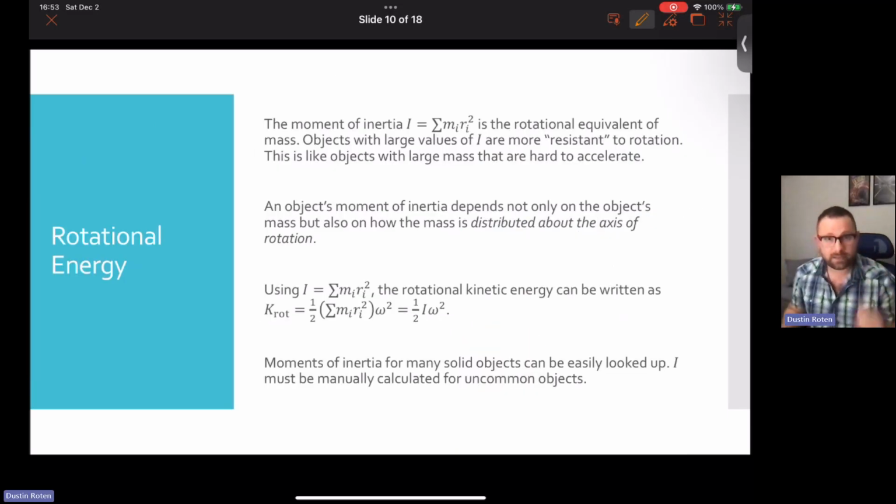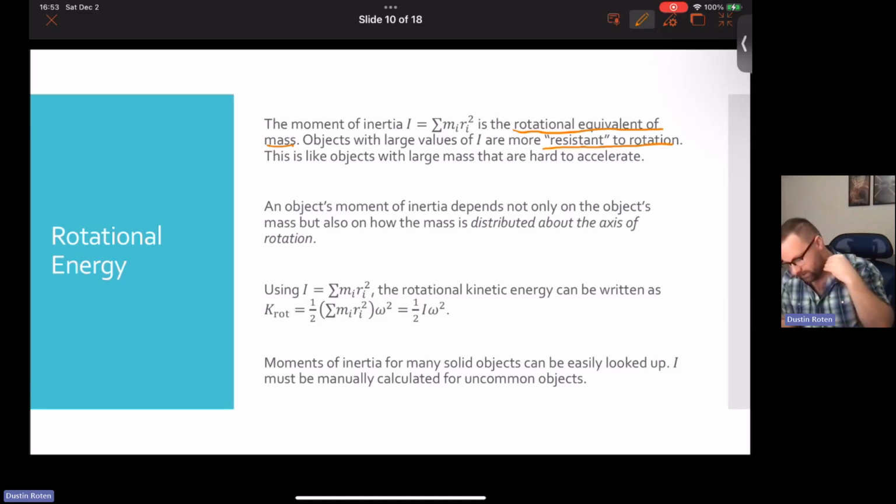Okay, and here again, the moment of inertia is the rotational equivalent of mass. Objects with large values of I are more resistant to rotation. So this is just like objects with large mass. They're hard to accelerate. It's harder to accelerate a car by pushing it than it is to accelerate a bicycle.